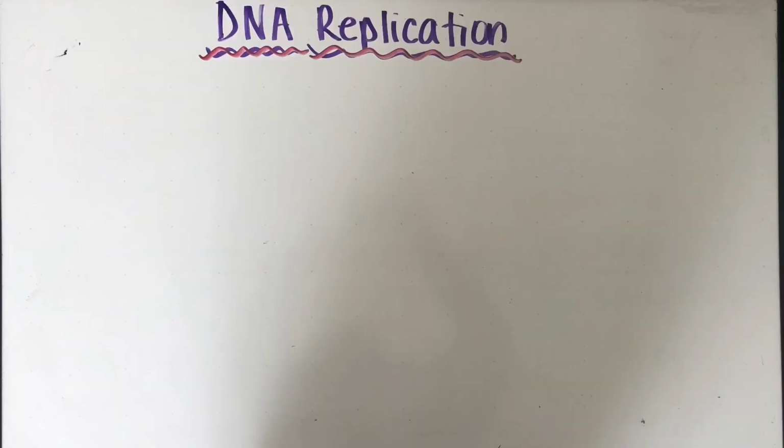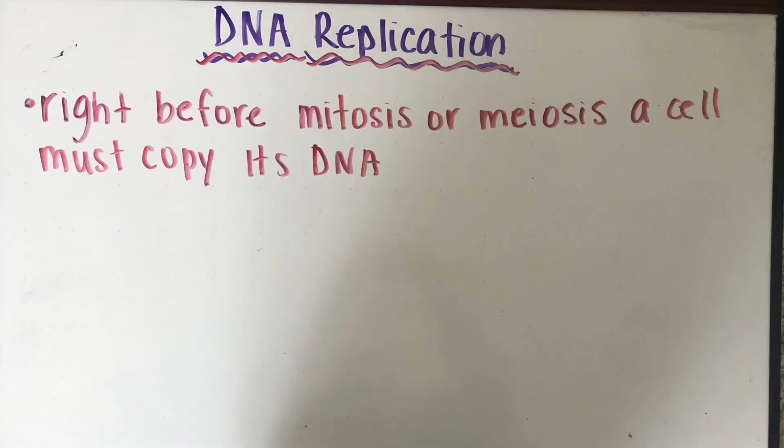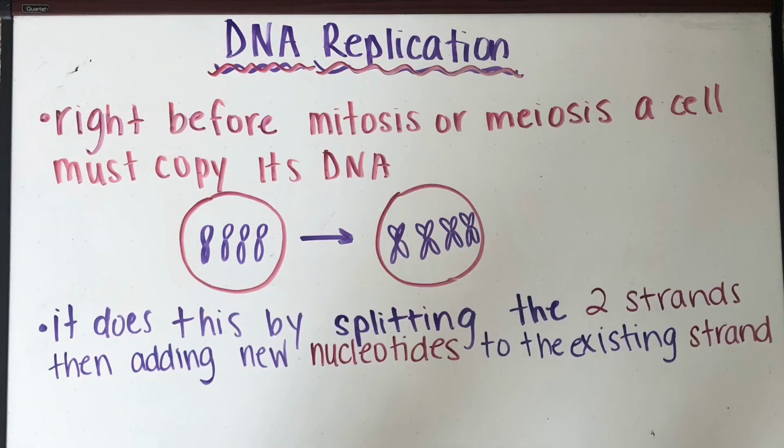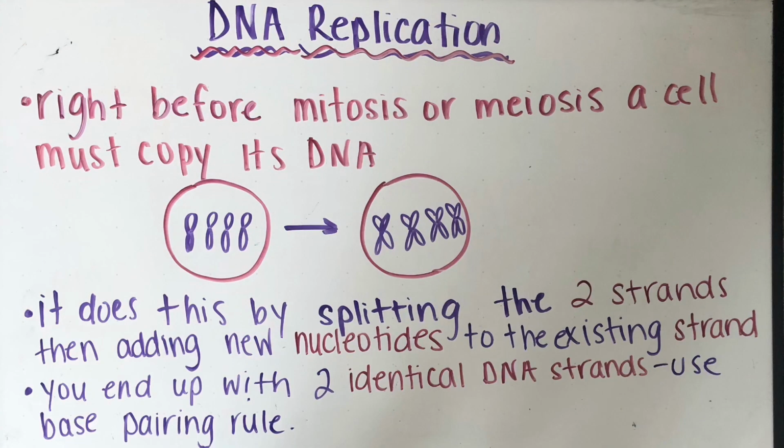Last but not least is DNA replication. So right before mitosis or meiosis, a cell must copy all of its DNA before it divides. It does this by splitting the two strands and then adding new nucleotides to the existing strand. You end up with two identical DNA strands. In order to do this, you must use the base pairing rule.